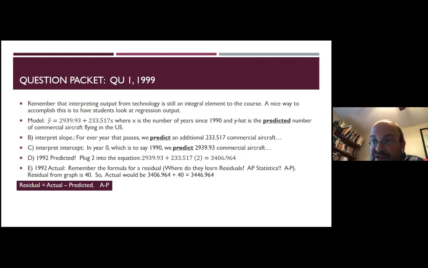It starts out a little bit challenging, looking at a residual plot. It then gets easier, with slope and intercept, and then it ends by asking you to make sure the student knows what a residual is.